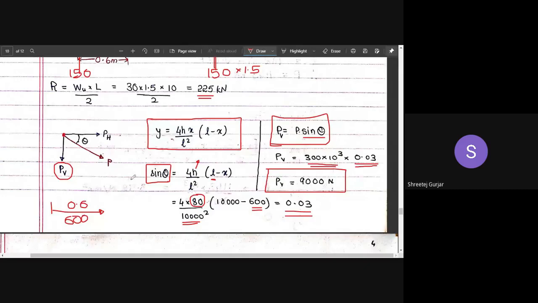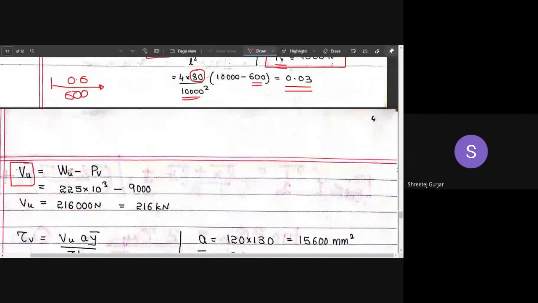Okay. Now once we have calculated the reaction, we have also calculated PV, we can calculate VU. So it is 225, which was the reaction, into 10 power 3, minus PV, because the reaction is acting in the upward direction and this PV is acting in the downward direction. So the VU that we have calculated is equal to 216 kilonewton.